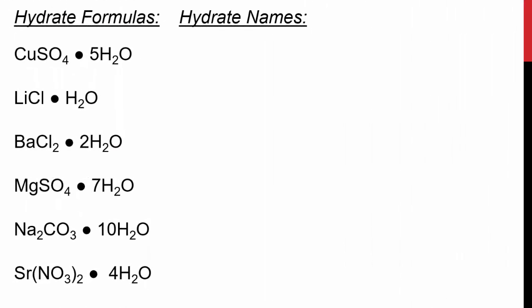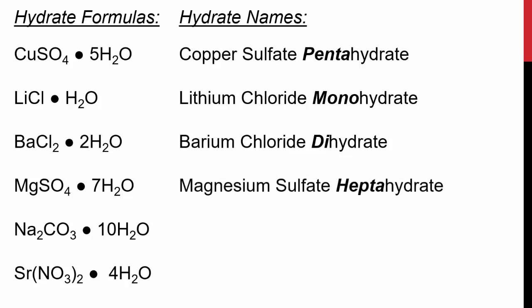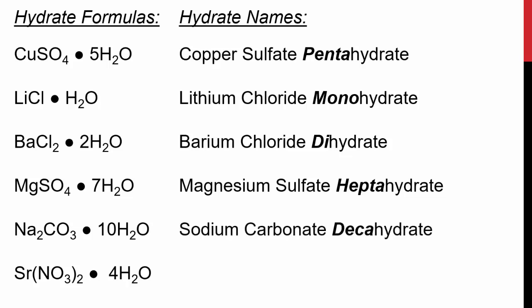So let's try these 6 different examples. All you have to do is just name the ionic compound and then follow it up with how many water molecules there are. So in our first example, we have copper mixed with a sulfate polyatomic ion, and there are 5 waters. So we can call this copper sulfate pentahydrate. Penta means 5. For the second example, we have lithium chloride monohydrate. For the third example, we have barium chloride dihydrate. For the fourth, we have magnesium sulfate heptahydrate. For the fifth, we have sodium carbonate decahydrate. And for the last one, we have strontium nitrate tetrahydrate.